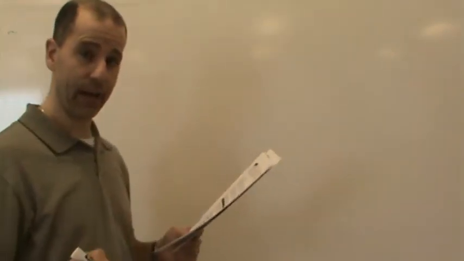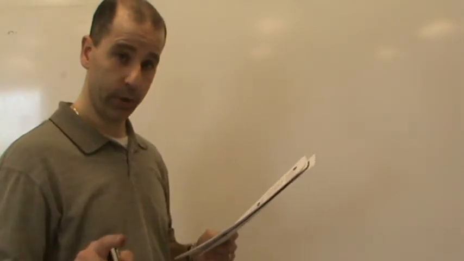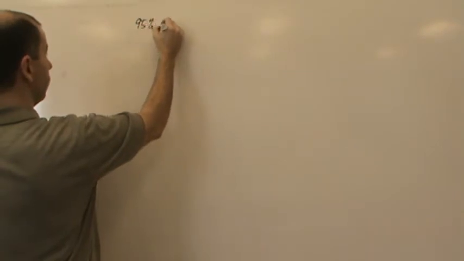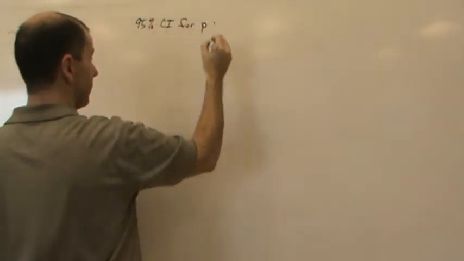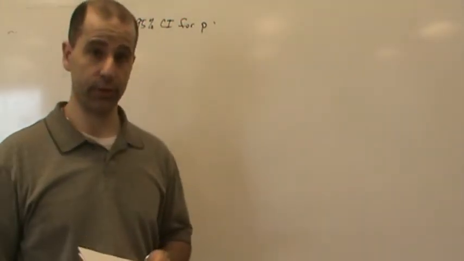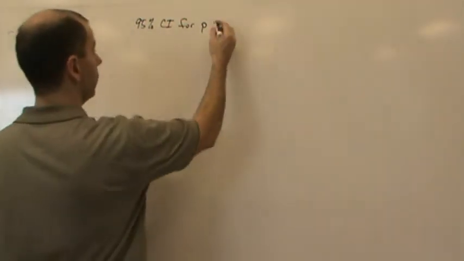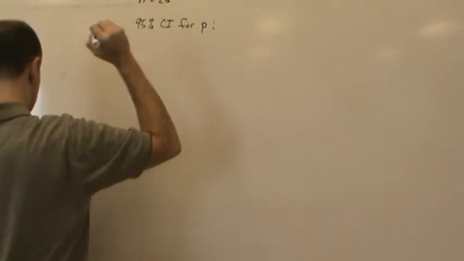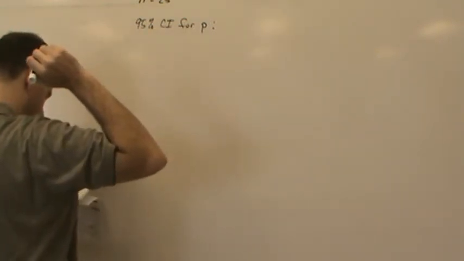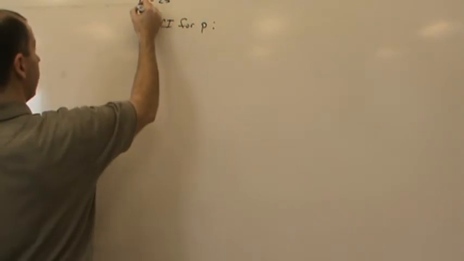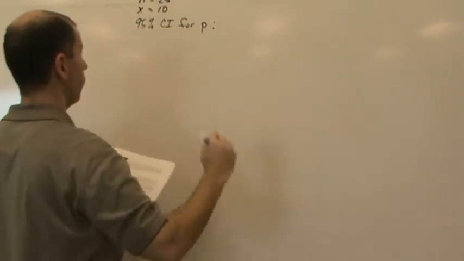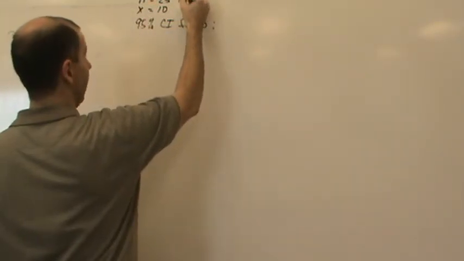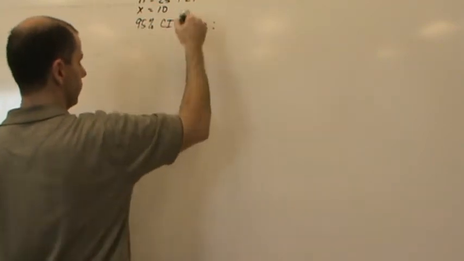Okay, and we're going to calculate a 95% confidence interval, and we're going to use the rule of 4 in this case. Okay, so we want a 95% confidence interval for P. And in this case, P represents the true proportion of students who smoke. Okay, so we know N is equal to 25, right? And we know X is equal to 10. So what we're going to do is add 4 to N, right? We're going to use the rule of 4. We're going to add 4 to N, so this will make this 29.